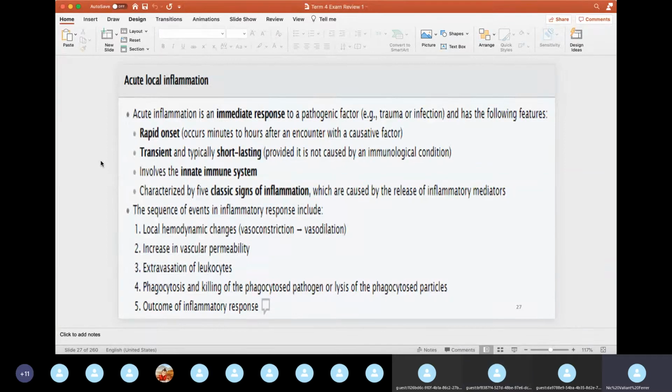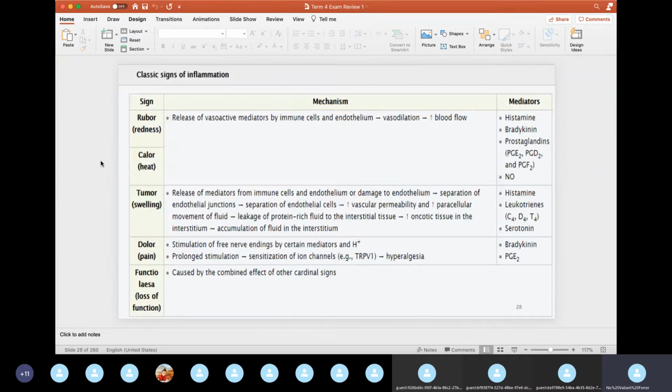Now, for each of these classical signs of inflammation, you need to know the mechanism and you need to know the mediators. Okay, let's do that one. So redness. Why do I have redness and calor? Rubor and calor, redness and heat. This is due to vasodilation. You're increasing the blood flow. What are the most important mediators for your redness and heat? It's histamine, prostaglandins, and bradykinin.